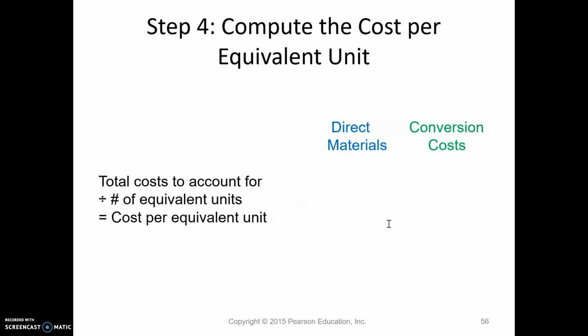Okay. Step 4, then, now we can get the average cost per equivalent unit. So we're going to take those costs that we've accumulated, divide that by the number of equivalent units. That's going to give us our cost per equivalent unit. That's the 4th step in the process.